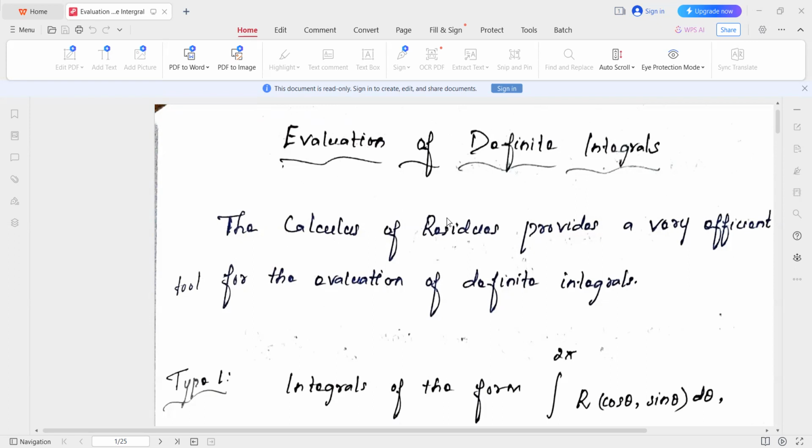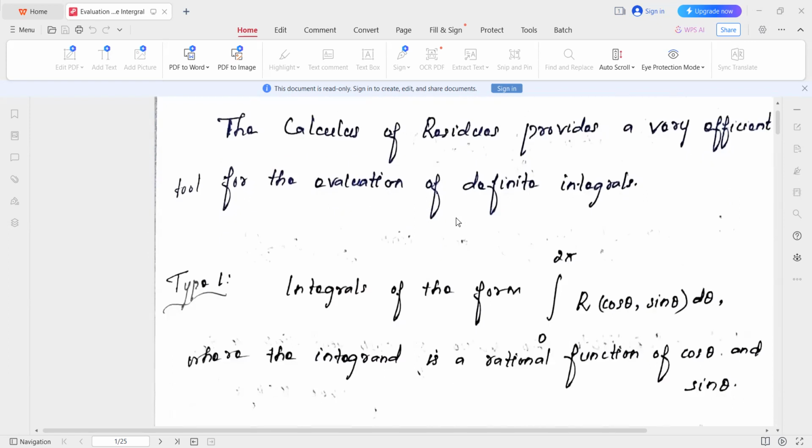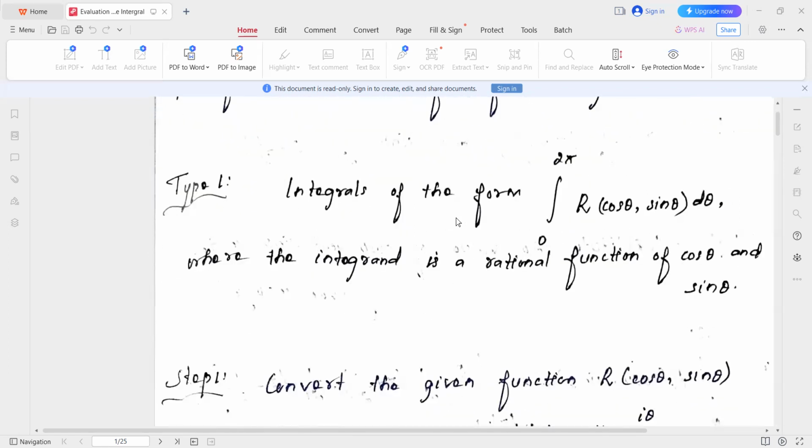Type 1 is integrals of the form integral 0 to 2 pi R of cos theta comma sin theta d theta, where the integrand is a rational function of cos theta and sin theta. What are the requirements we have here? The upper and lower limits are 0 to 2 pi, and the integrand is a rational function, a combination of cos theta and sin theta. So these are the two requirements.